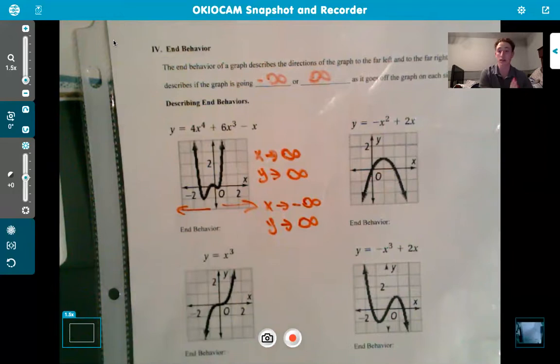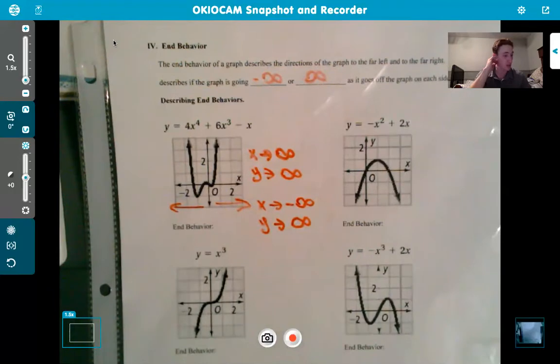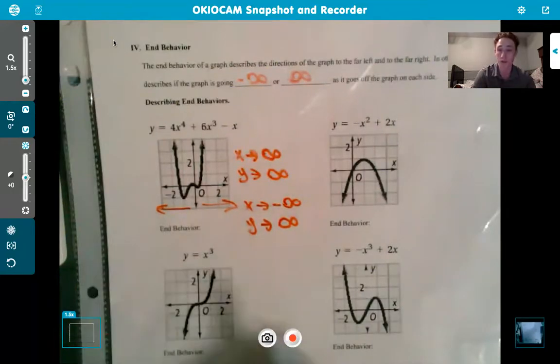So it's always going to ask you, as I go across the x in the positive direction, where's my graph going, up or down? As I go along the x in the negative direction, where's my graph going, up or down? And that notation that we use, a lot of times you'll hear me say approaches. So as x approaches infinity in the positive or negative infinity in this direction, where's my graph going to be? So that's one situation.